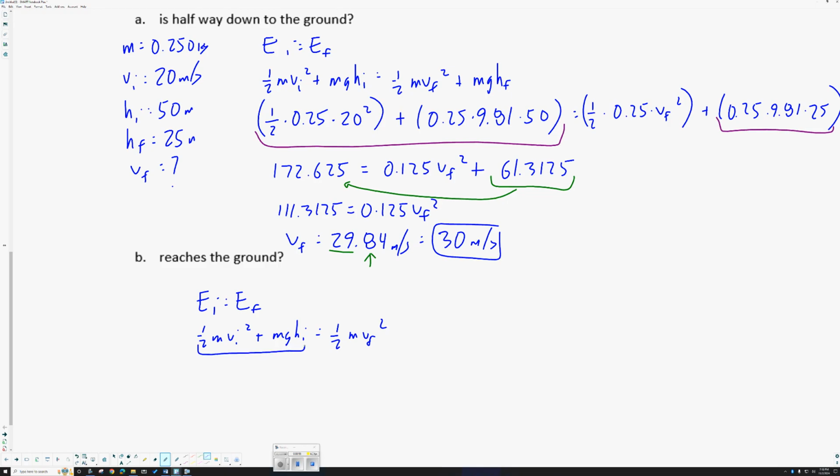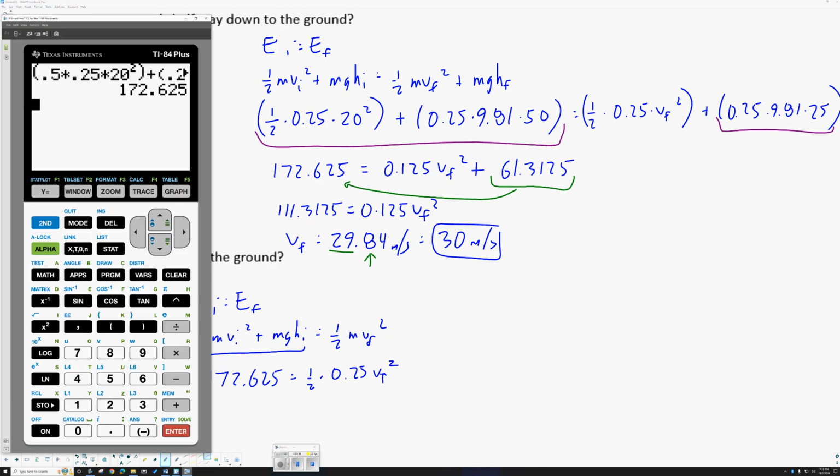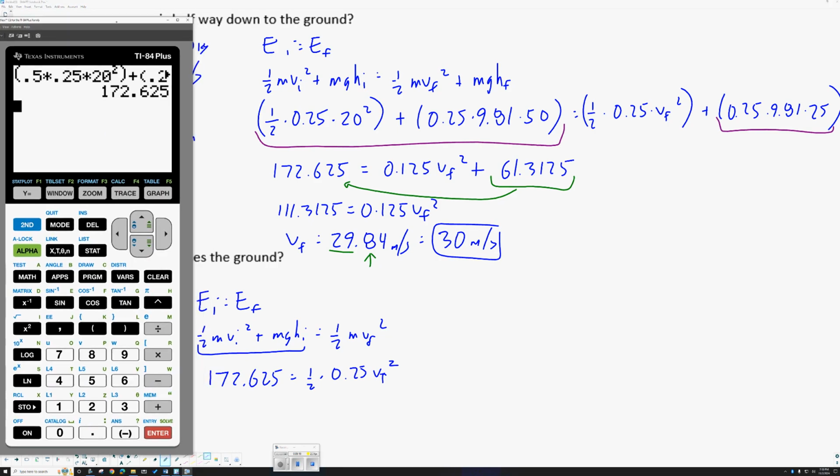Now, I'm going to cheat here a little bit. I already calculated that initial energy. I got 172.625 equals 1/2 of the mass of 0.25 times VF squared. Now I'm going to actually calculate this one. We're going to say 172.625. I'm going to times that by 2, or I could have divided it by 0.5 or 1/2. Let's divide that by 0.25. Press enter. 1381.